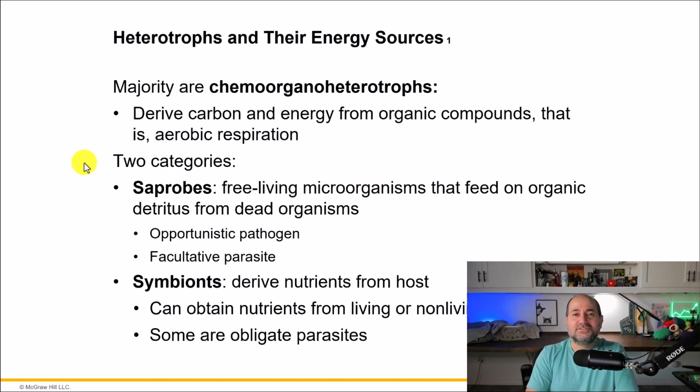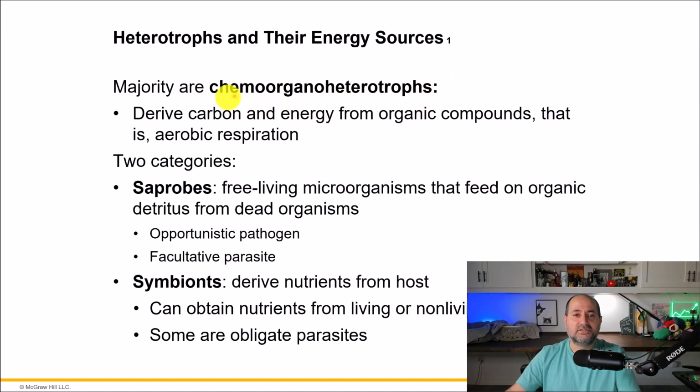Now, this one's near and dear to our hearts, right? These are known as the chemo-organo-heterotrophs. What does that mean? You get your energy from some kind of molecule. You get your electrons from an organic source, and you get your carbon from an organic source as well. So we are chemo-organo-heterotrophs. That's what animals are.